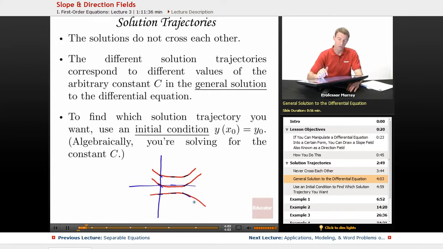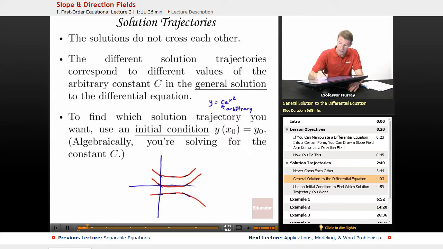Another thing that's key to understand is that these different solution trajectories correspond to different values of the arbitrary constant in the general solution to the differential equation. If you remember when we solved some of these differential equations, we get things like y is equal to c e to the x squared. Something like that might be our general solution to the differential equation. And that c was an arbitrary constant.